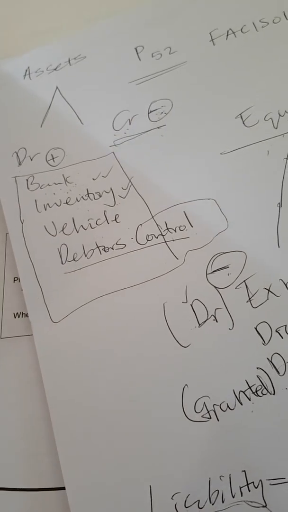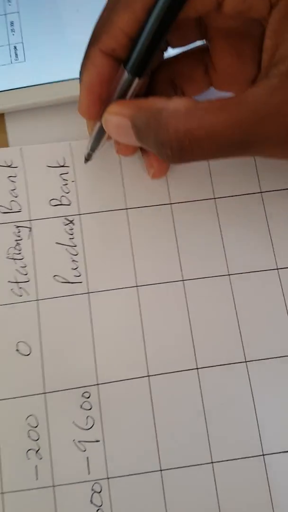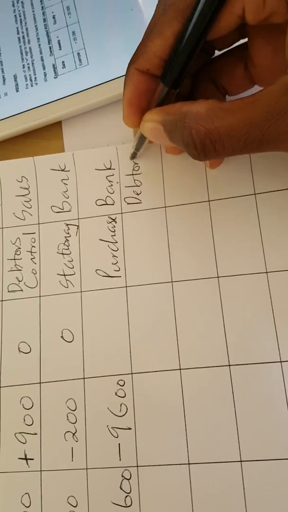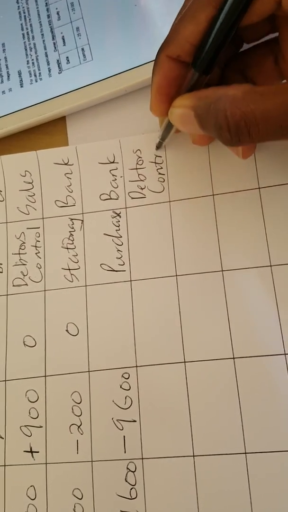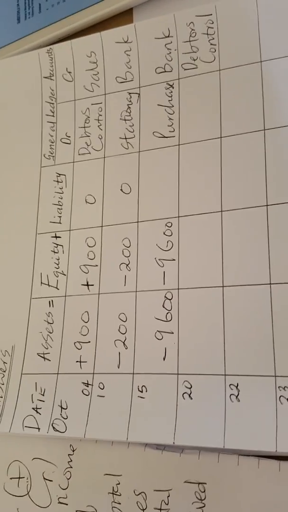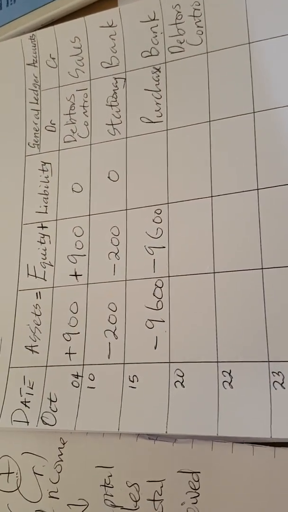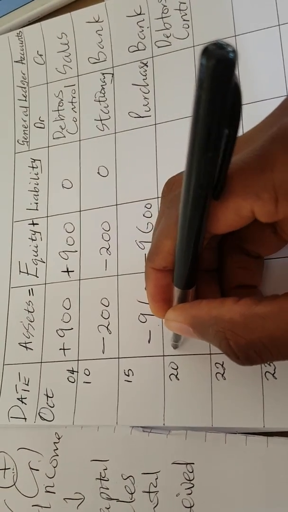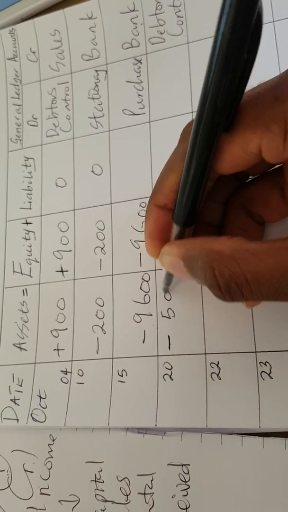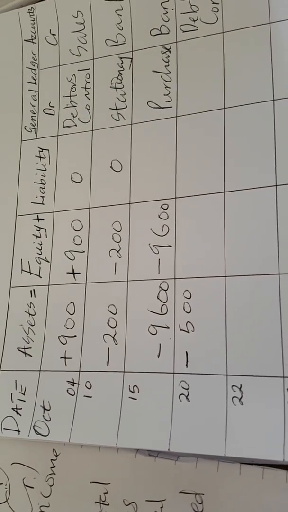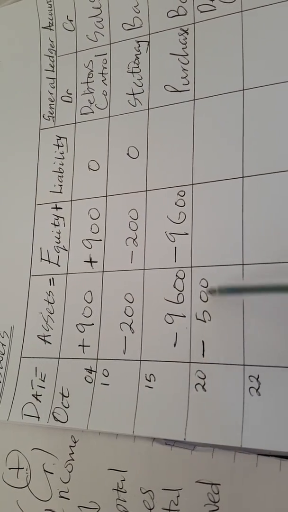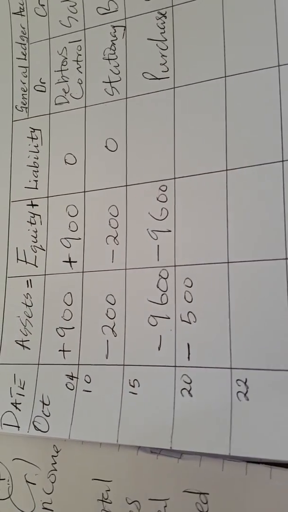So let's credit the debtors control. I'll come on the credit side and say debtors control. Why did I credit the debtors control? Because Mr. Latehang is now owing us less. So on the assets we have a minus 500. Debtors control reduces the assets by minus 500, but at the same time assets are going to be affected.